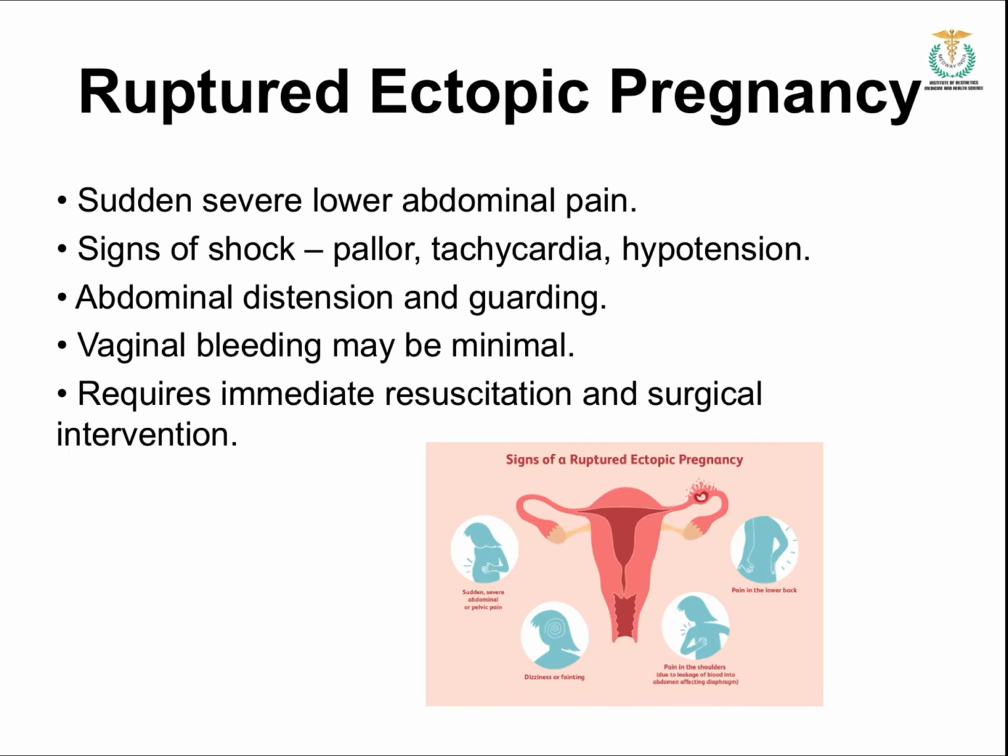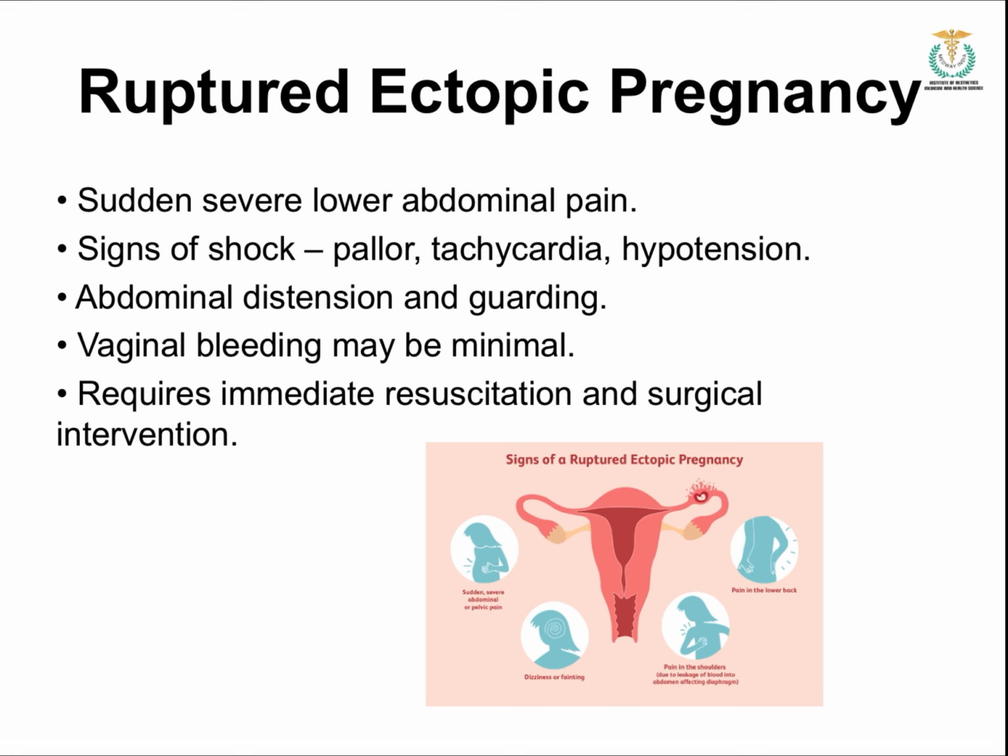Moving on to the ruptured ectopic pregnancy. Ruptured ectopic pregnancy presents acutely, where the patient will be having sudden severe abdominal pain, signs of shock, pallor, tachycardia, hypotension, distension and guarding, and the vaginal bleeding may be minimal, but the immediate priorities are resuscitation and preparing for the surgery. That is very important, don't delay the things.